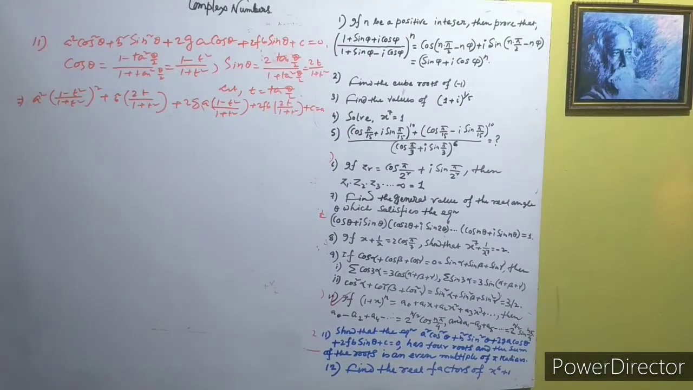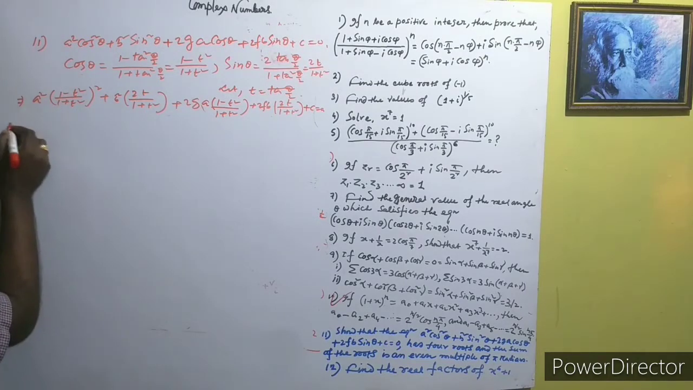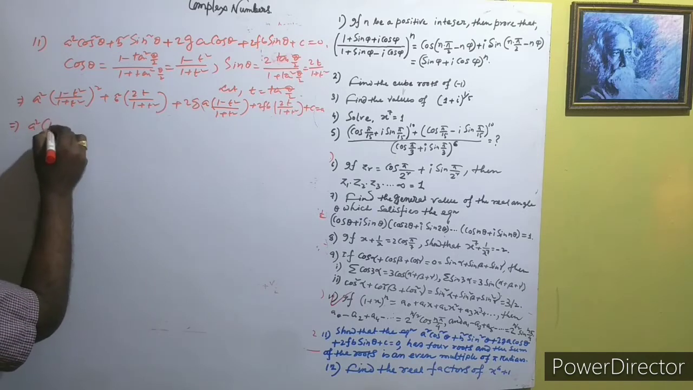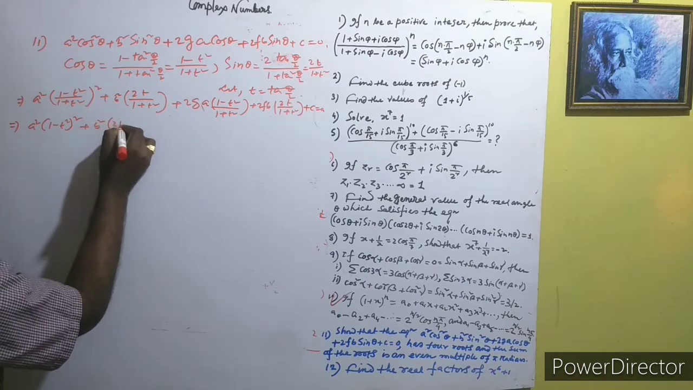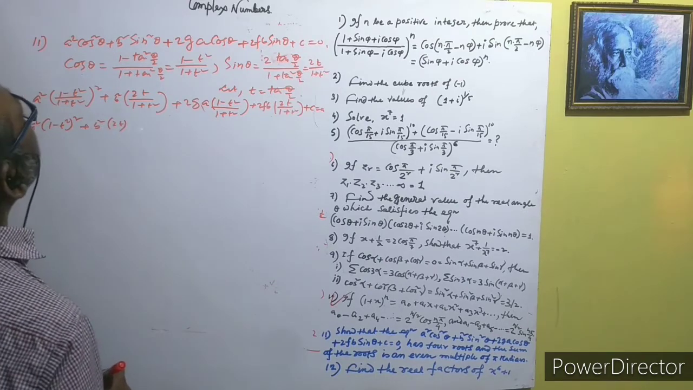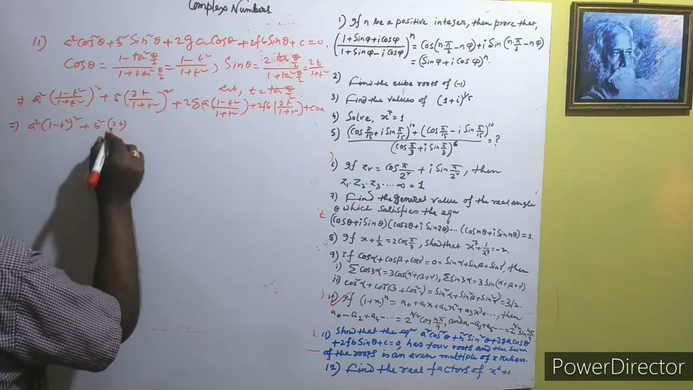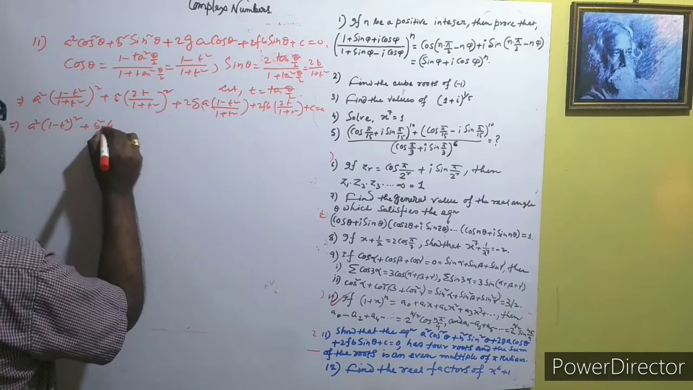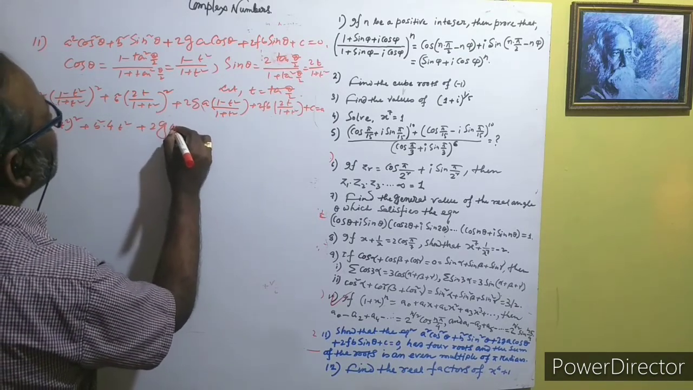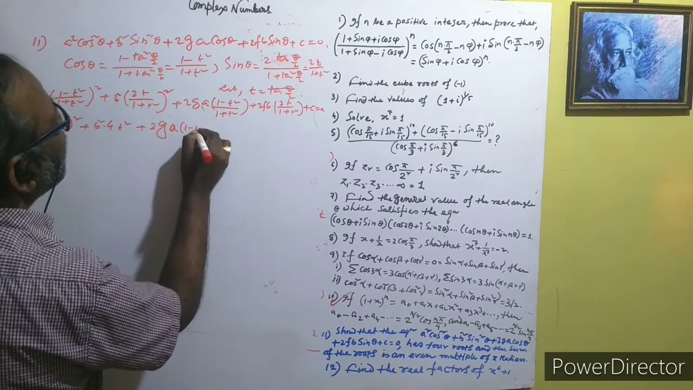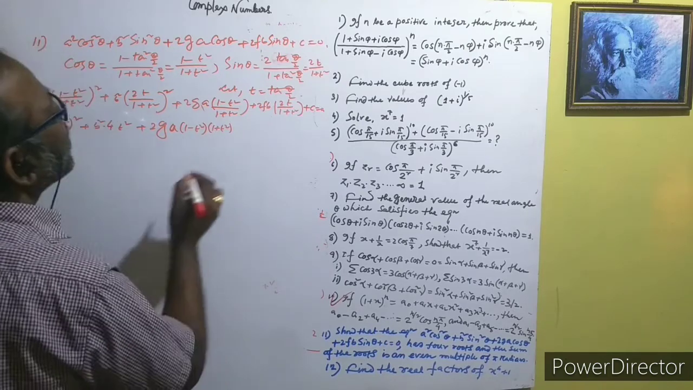Take the LCM, 1 plus t square whole to the power 4 here. Then we get a square into 1 plus t square whole square, b square into 4t square, 2ga into 1 minus t square and 1 plus t square.